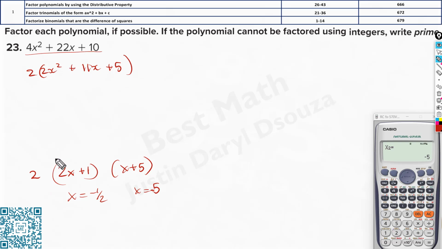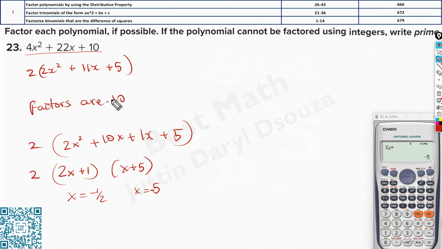And now here, we multiply this 2 inside, it'll be 2x squared plus 10x plus, 1 times x is 1x plus 5. This entire thing will be multiplied by 2. If you multiply by 2, you're going to get this. After this step, you have to leave some space here. You have to write factors are 10 plus 10 and plus 1.